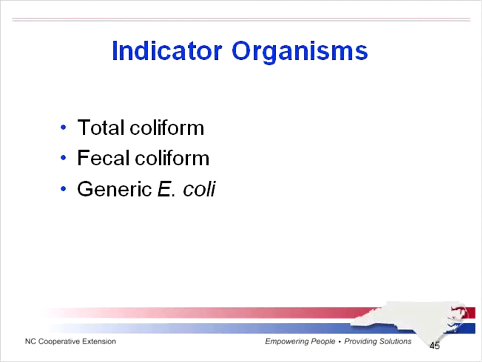When we're talking about what to test for, we have different options for testing. You could test for total coliforms, fecal coliforms, or generic E. coli. And this list runs from least specific to more specific. So total coliforms, a subsample of those total coliforms will be fecal coliforms, and a subset of those fecal coliforms will be generic E. coli. When we recommend water testing, we're looking for generic E. coli.